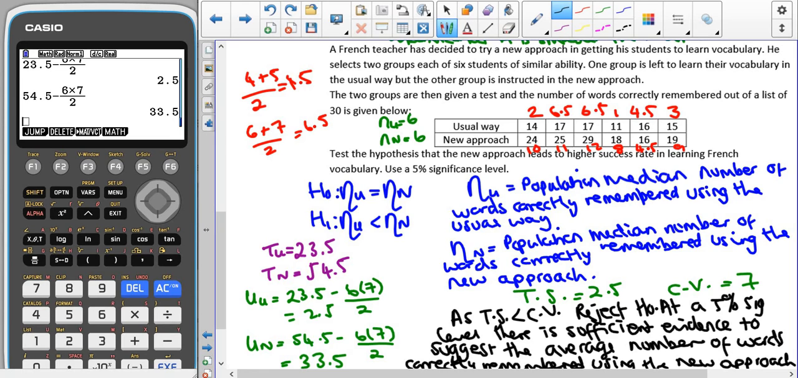So this time we've got the median for U and the median for N, so our H1 is that the median for U is less than the median for N, where the median for U is the population median number of words correctly remembered using the usual way, and the median for N is the population median number of words correctly remembered using the new approach. As I said, it's really good to make sure that you're writing those definitions down, making sure it's very clear which one stands for which one. And it also helps when you come to writing your conclusion.